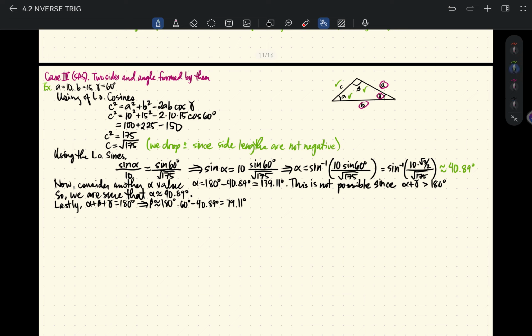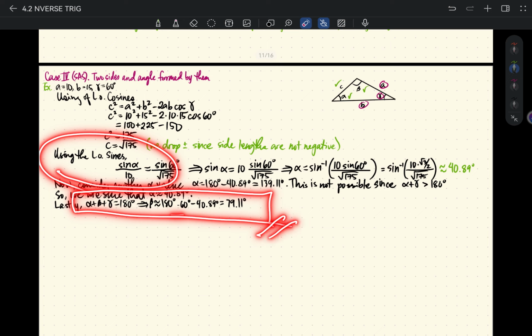So what was our strategy here? Our strategy was to use law of cosines to obtain another side, which is the side opposite the given angle. Then from there, we use law of sines, and we already use here the fact that the sum of the angles is 180 degrees.